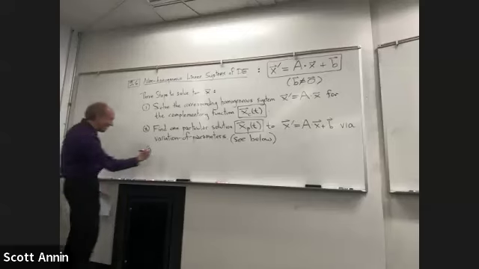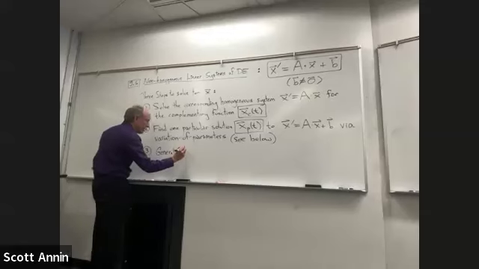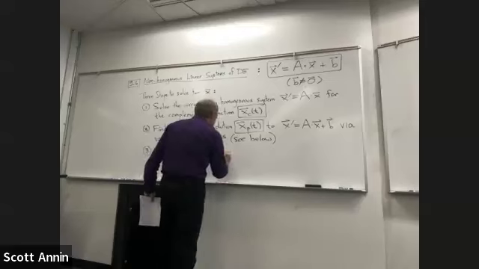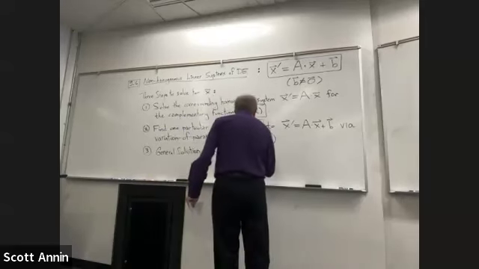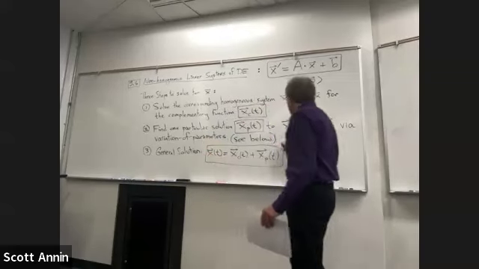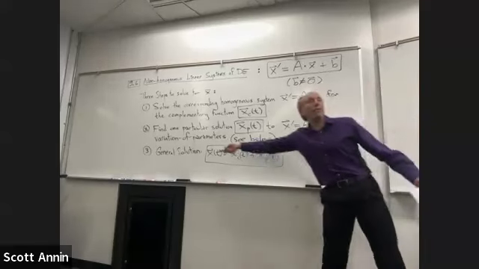Add them together, right? So for the general solution, you got it. The general solution is going to be x of t equals x sub c of t plus x sub p of t. And as always, you are welcome to just write this down for step 3.